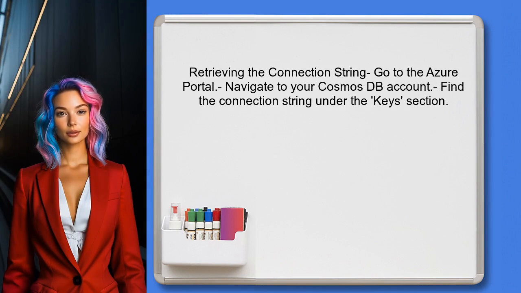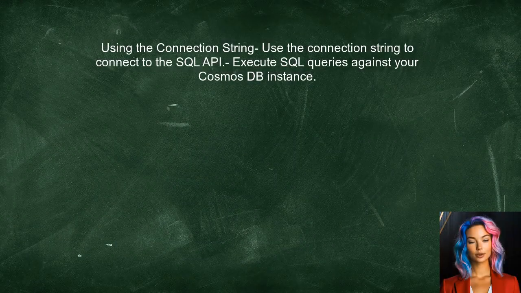Now, to retrieve the connection string for the SQL API, the user should navigate to the Azure portal. They can find the connection string under the Keys section of their Cosmos DB account. Finally, the user can use the connection string obtained to connect to the SQL API in their application. This allows them to execute SQL queries against their Cosmos DB instance.